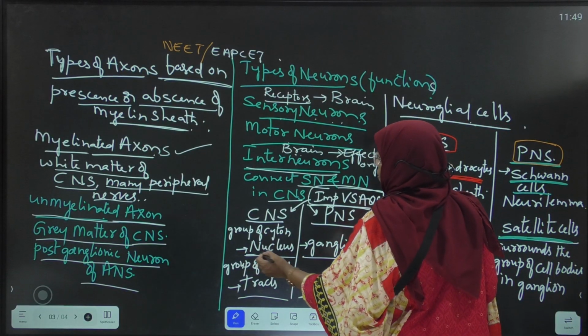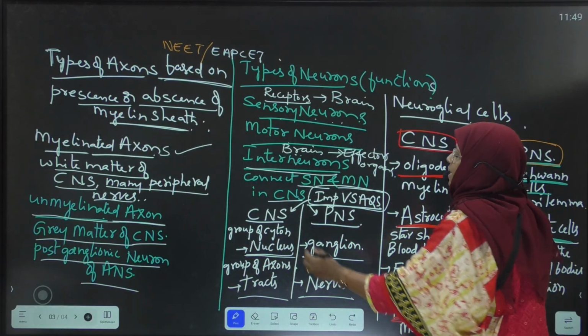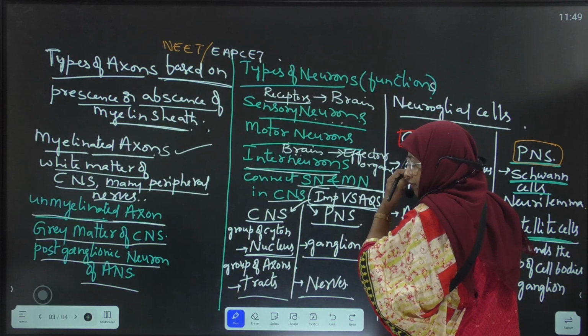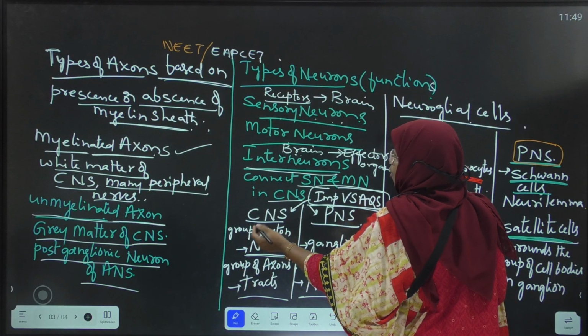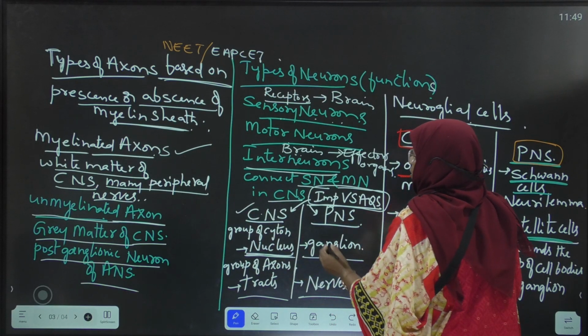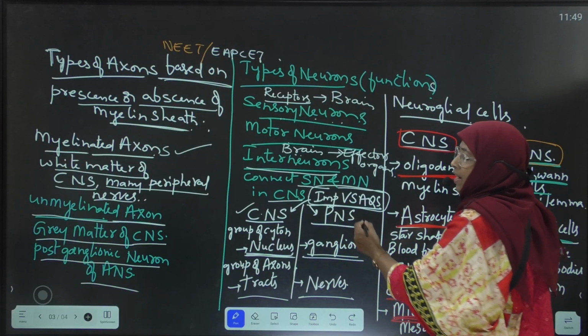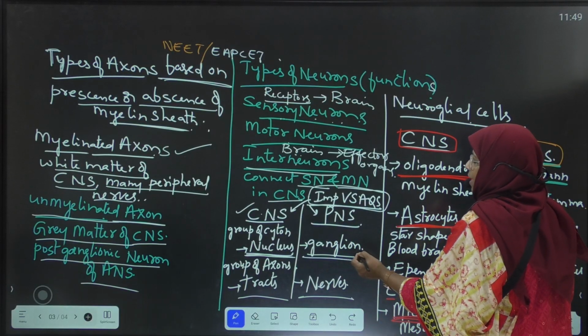Here, what is nucleus? A group of cytons or group of nerve cell bodies in the CNS is called nucleus. Next, a group of cytons or nerve cell bodies in the PNS, peripheral nervous system, is called ganglion.